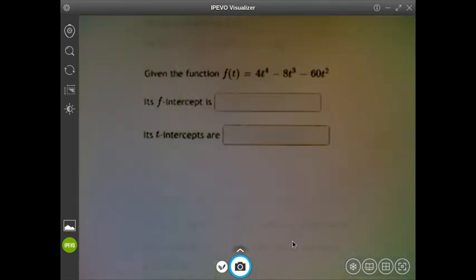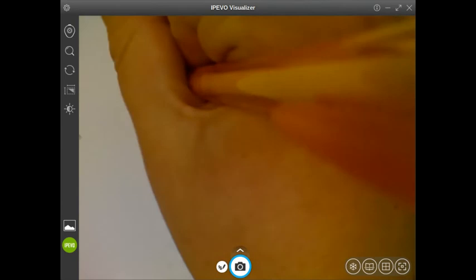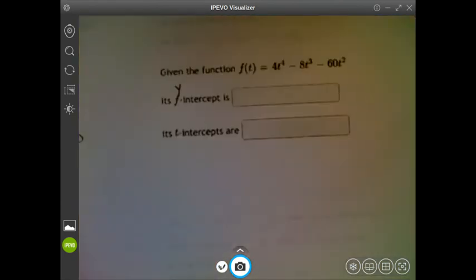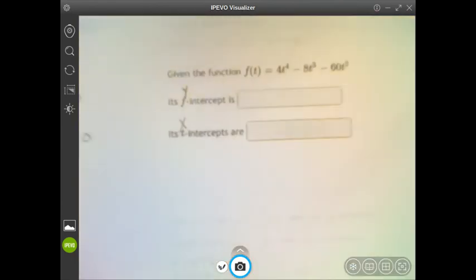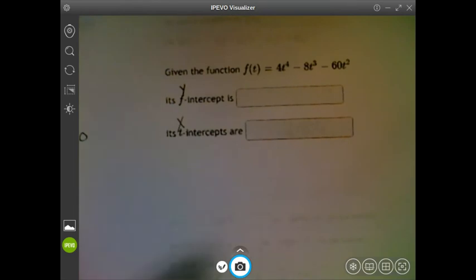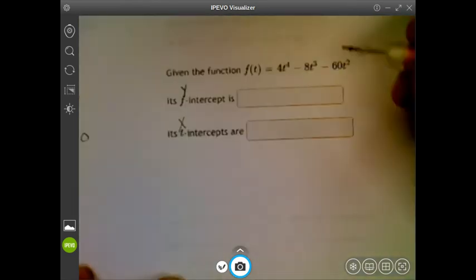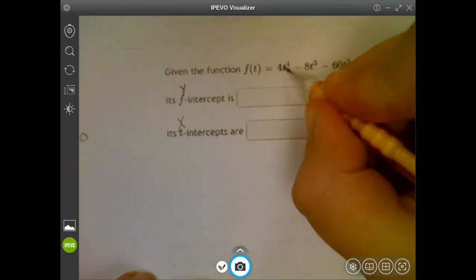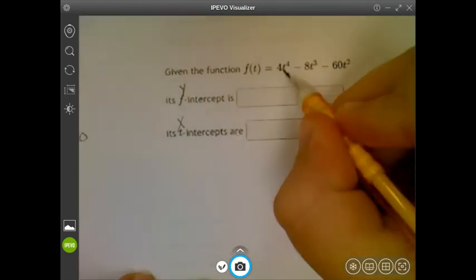All right, so to find the f-intercept, that's what they're talking about in terms of the y-intercept. And then the t-intercepts, those are your x-intercepts. And so if you're going to find the y-intercept, remember you plug in 0. So when you plug in 0 in here, we're going to figure out what we have.